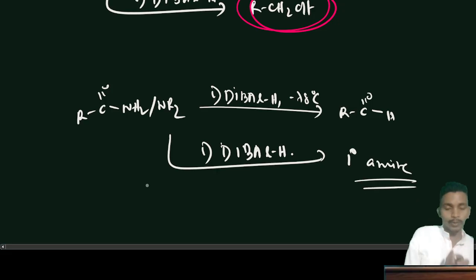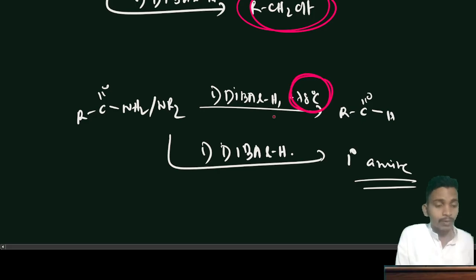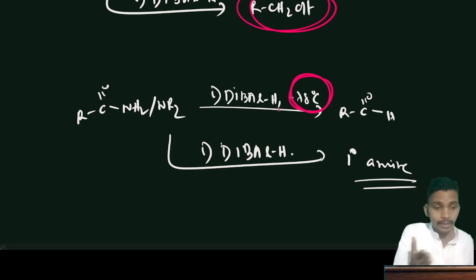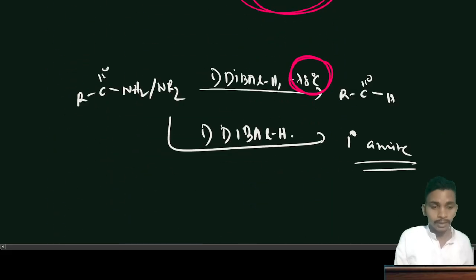So temperature plays a crucial role for DIBAL-H, because at high temperature it will directly convert into the aldehyde groups, the same way lithium aluminum hydride does. So the temperature has to be watched carefully while doing DIBAL-H. The temperature should be minus 70 degrees centigrade, then you will get the aldehyde groups. It should always be memorized that the temperature should be minus 70 degrees centigrade. So this is one point.